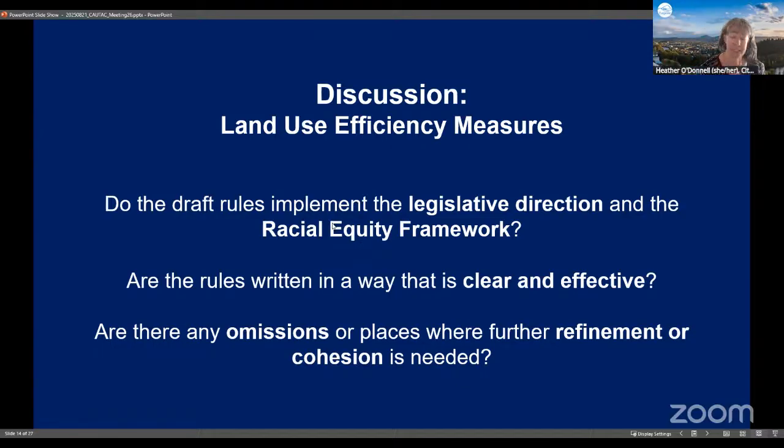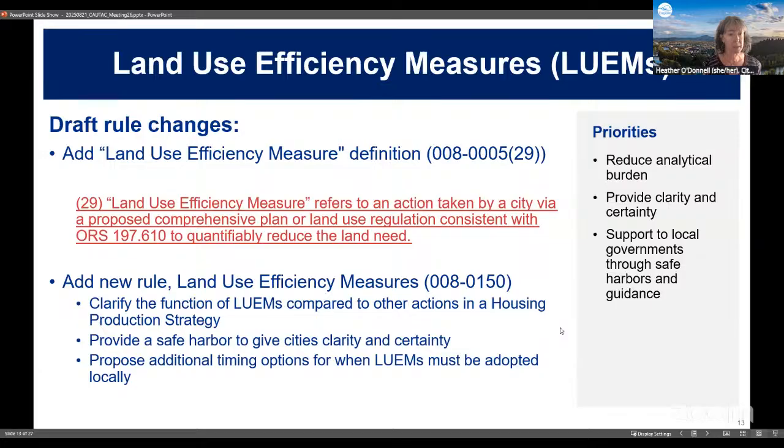So yes, we did talk about this last time, the definition of land use efficiency measures, and we talked about where financial incentives fit in. As the definition is currently proposed, financial incentives that might create more housing through redevelopment than we would have otherwise seen, like the multiple unit property tax exemption, for example, would not be counted as an efficiency measure, even though it would be increasing housing units beyond what you would see without the incentive.